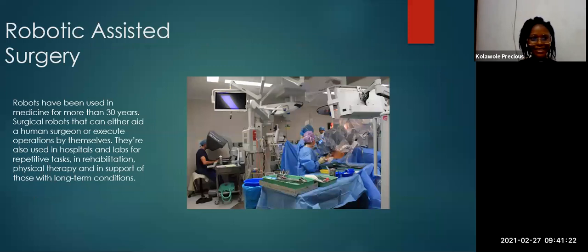I think this is the last slide we have concerning the various applications of ML in healthcare, and this is robotic assisted surgery. This is the biggest advancement, making use of robots in surgery.